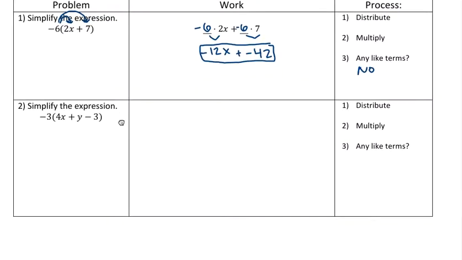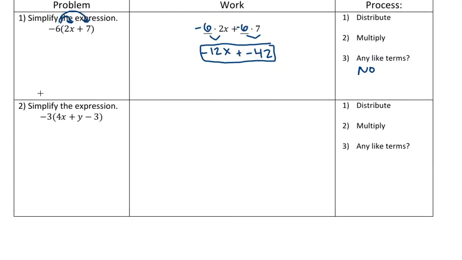Okay, number 2, we're going to distribute. So to distribute this, I have to give this negative 3 to each part. So I'm going to go pew, pew, pew. So I have negative 3 times that first part, 4x, plus negative 3 times the second part, which is y. Now I'm going to think about this as a negative, so plus this negative 3 times that negative 3.